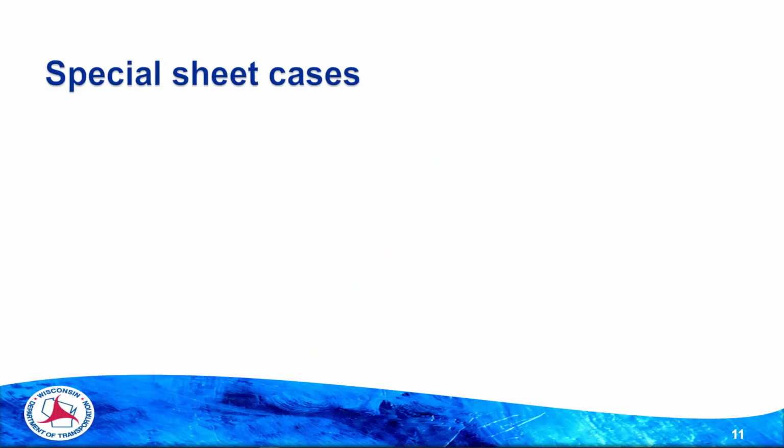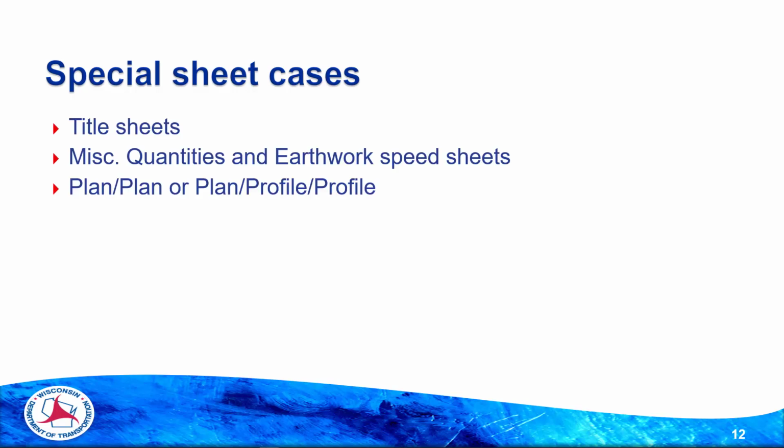Then let's take a look at the special sheet cases. These are things that don't follow the normal rules but happen quite frequently, like title sheets or miscellaneous quantities or earthwork speed sheets, or the plan and plan or plan over profile and profile, special sheets such as that.